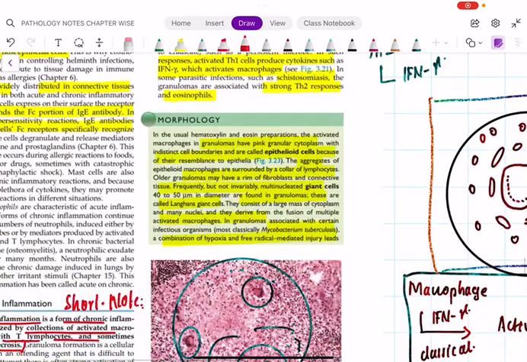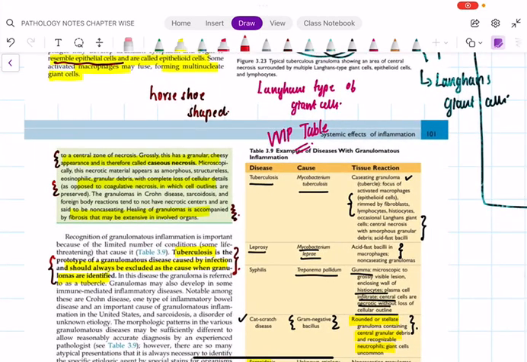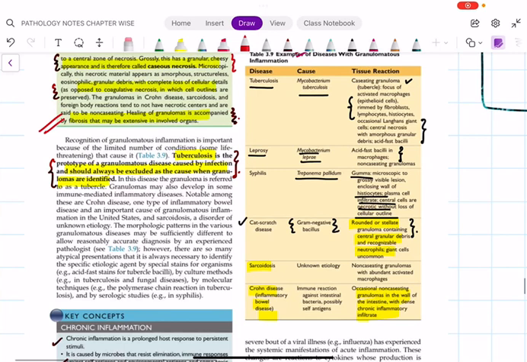You are going to explain the morphology, and of course grossly, as I told you, you can see the caseous necrosis and all those things, and the best example is in tuberculosis. It is the best example of a granulomatous disease. So whenever there is a granuloma, you definitely have to first rule out tuberculosis.